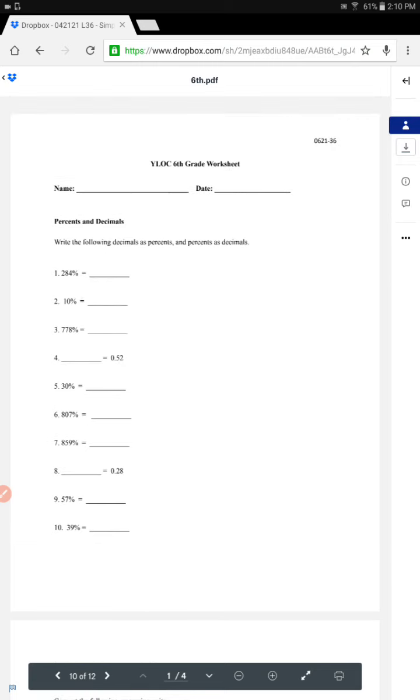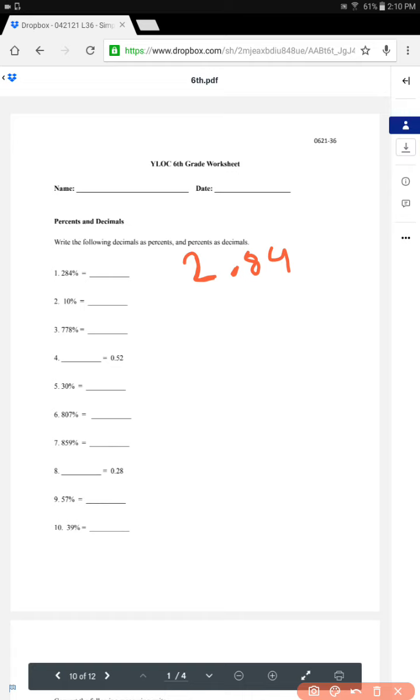We're starting off with percents and decimals. Write the following decimals as percents and percents as decimals. So starting off pretty easy. 284%, in decimal form, would be 2.84.